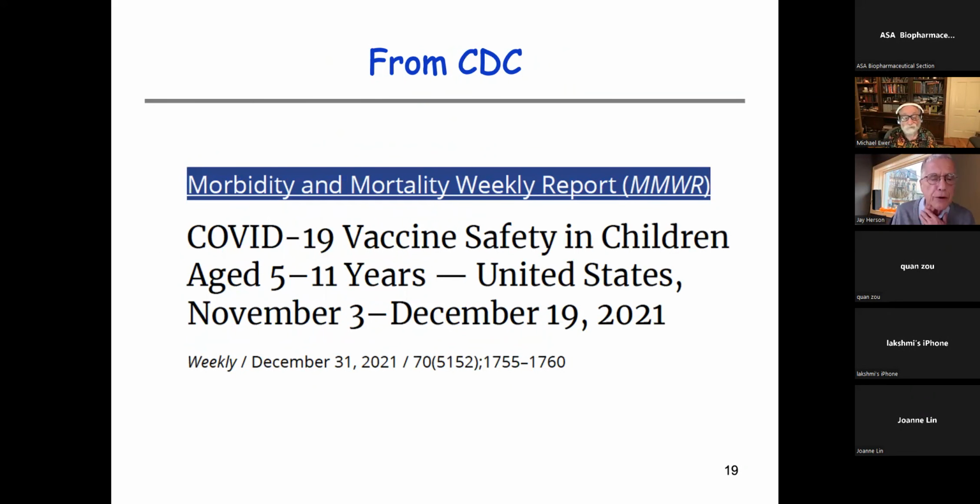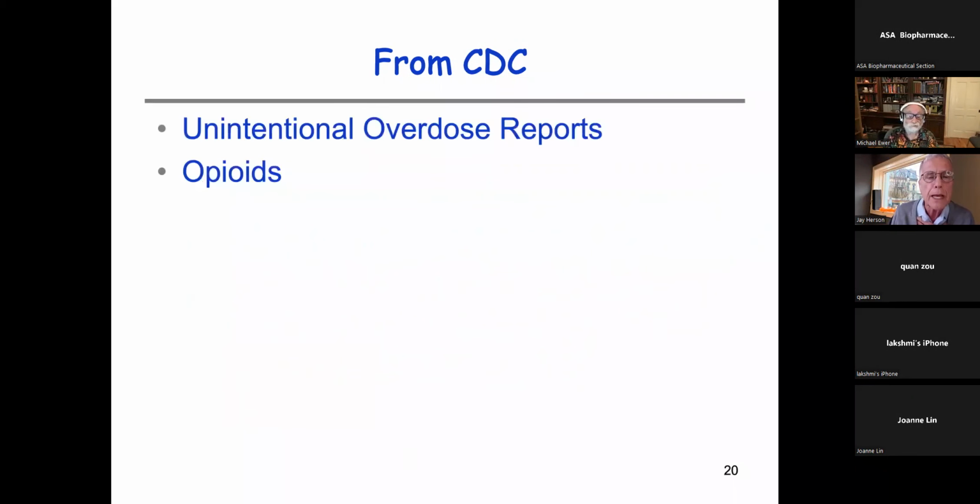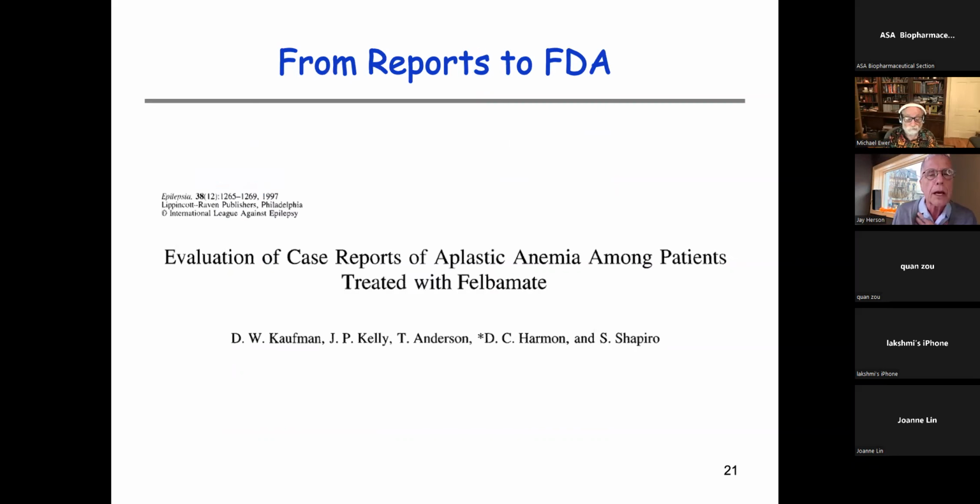Just as an example from CDC, their weekly reports come out of their database. We learned that COVID-19 was safe for children. And unintentional overdose reports are part of CDC's database. And of course, CDC gave us the running tracking of the opioid problems.